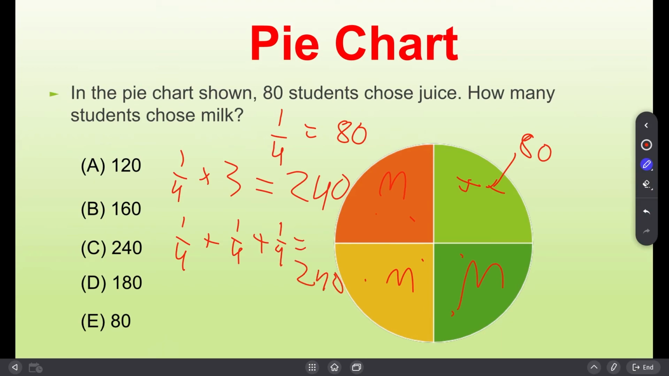So either way, we can solve this problem by doing the first method or the second method, and they ultimately just result in 240, so C would be our answer here.